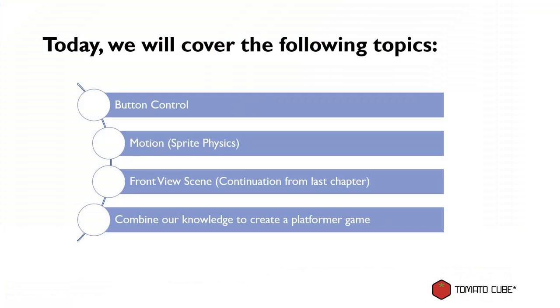Here's the agenda for today. First, we will learn how to perform the button control in MakeCode Arcade. And then we will talk about the motion or the movement for the objects in MakeCode Arcade. And then we will learn how to create a front view scene. If you remember, this is a continuation from last week. Last week we learned how to create a top-down view scene. So this week we will learn how to create the front view scene. And at the end of the session, we will combine all the knowledge that we have learned to create a platformer game.